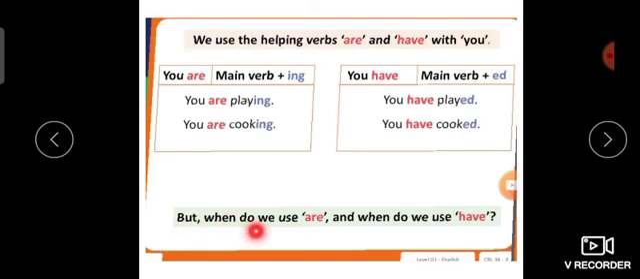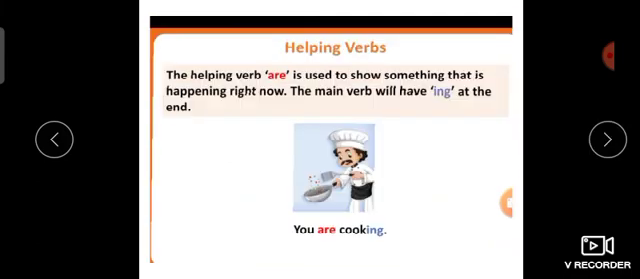But when do we use are and when do we use have? So when do we use are, children? When the action is going on. So for an action that is happening, we use are. Have, it's already done. Do you understand? Yes, very good. So let's look once more, neatly.